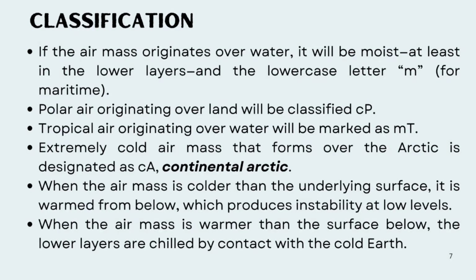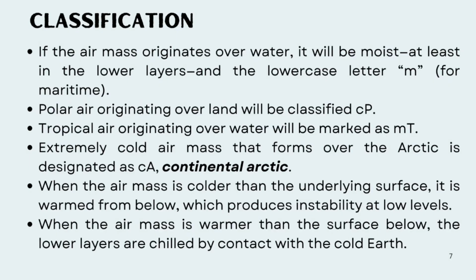We can now see that polar air originating over land will be classified cP on a surface weather map, whereas tropical air originating over water will be marked as mT. In winter, an extremely cold air mass that forms over the Arctic is designated as cA, which stands for continental Arctic. Sometimes, however, it is difficult to distinguish between Arctic and polar air masses, especially when the Arctic air mass has traveled over warmer terrain.